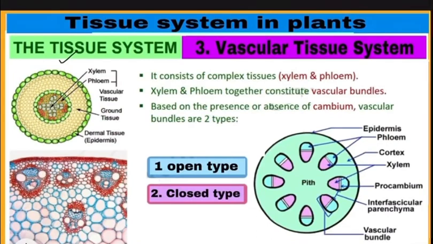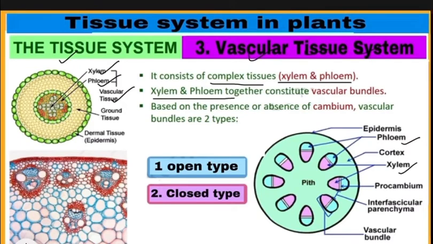Third type of tissue system in plants is vascular tissue system. It consists of complex tissues, xylem and phloem. This is the vascular tissue containing xylem and phloem. Here also you can see this is xylem, this is phloem. They form the vascular tissue system.